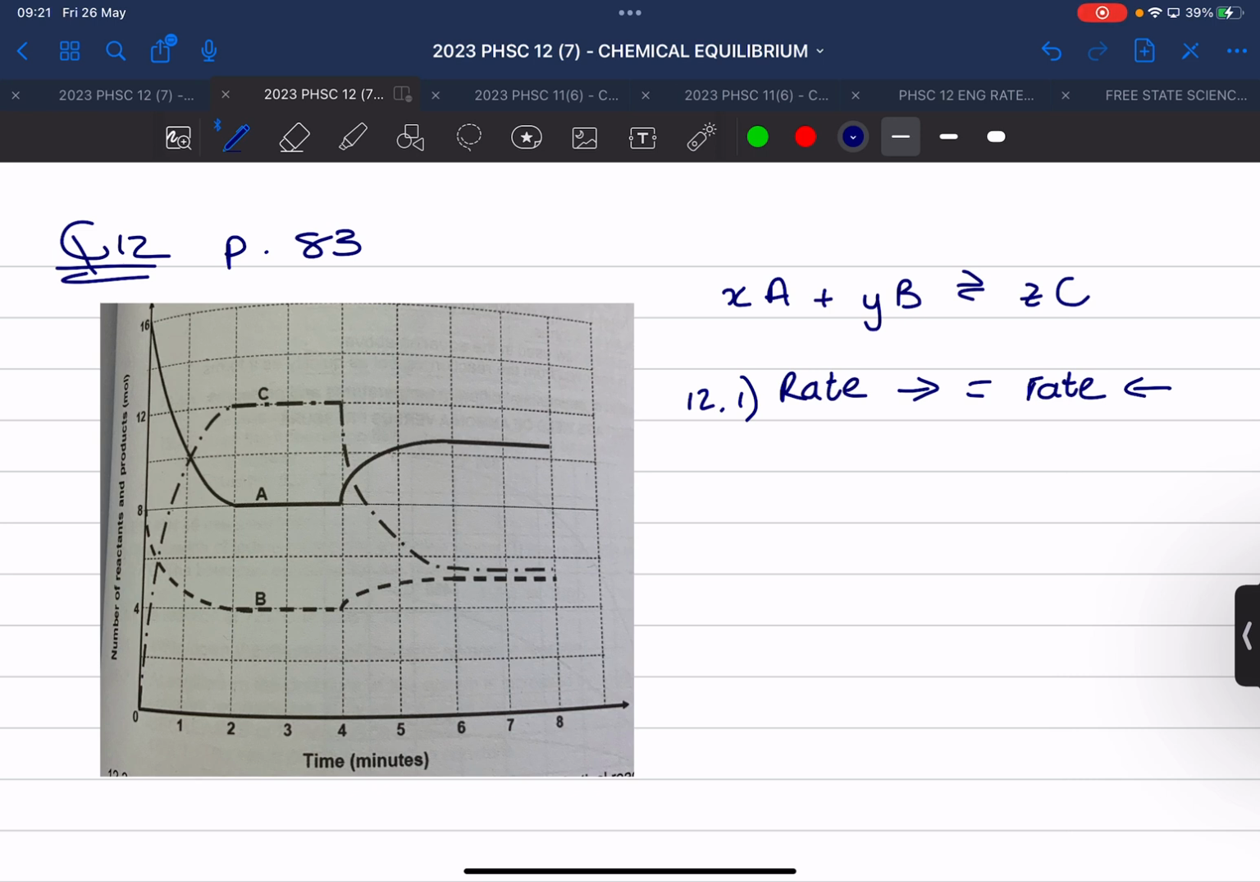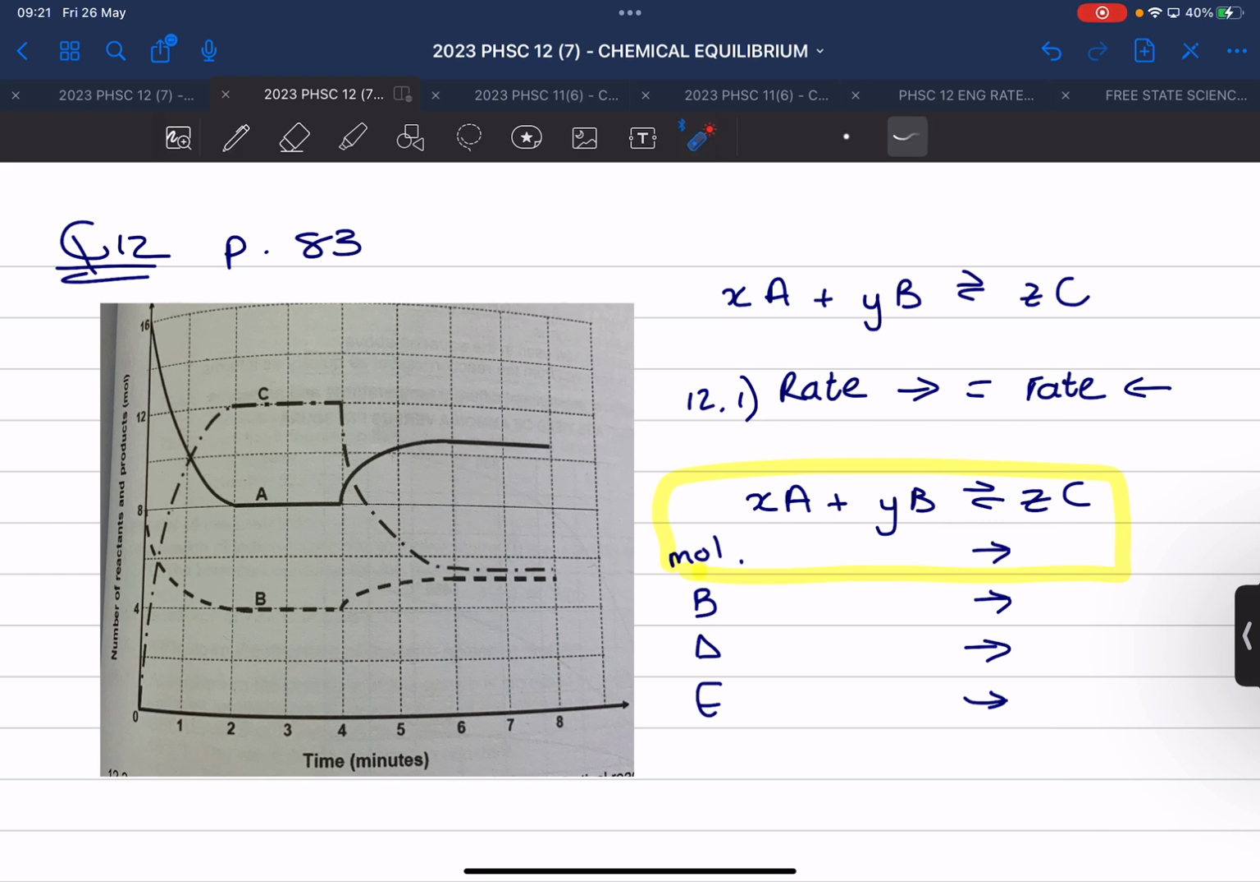Then they ask, use the information in the graph to write down the values of X, Y, and Z. So even though it only counts 3 marks, we must do a mole table, because we have that, that, and that. We don't know the mole ratio. That is actually what we want to get at the end. But what we do know is the beginning and the end values.